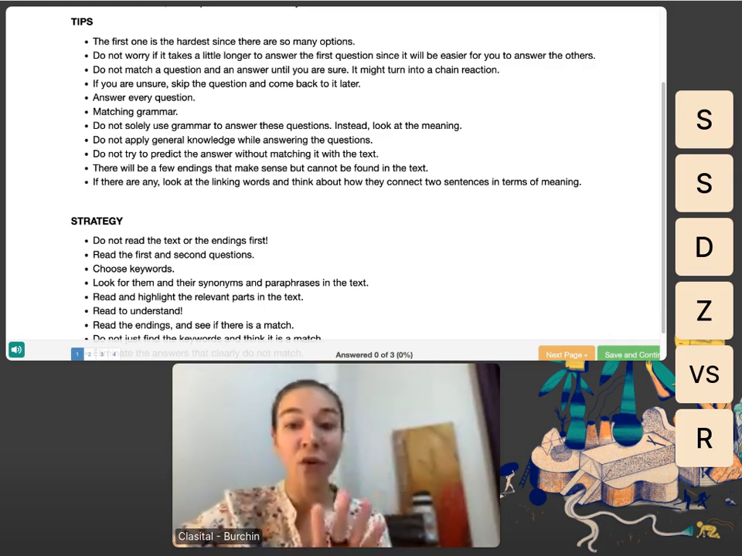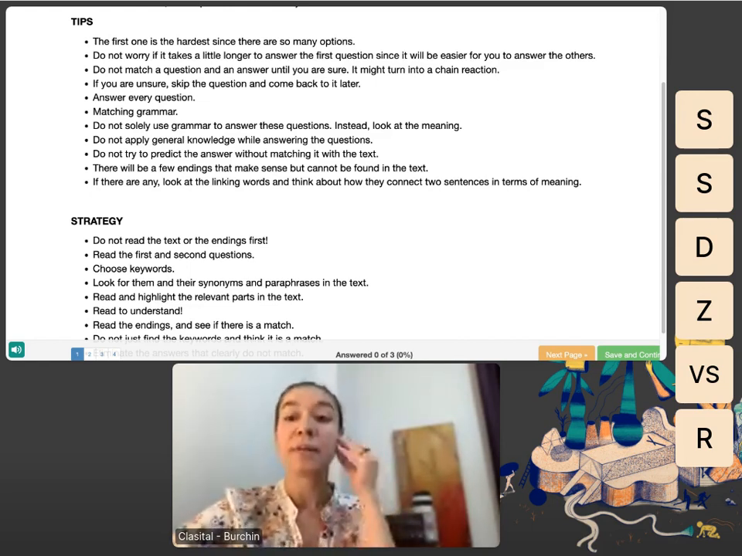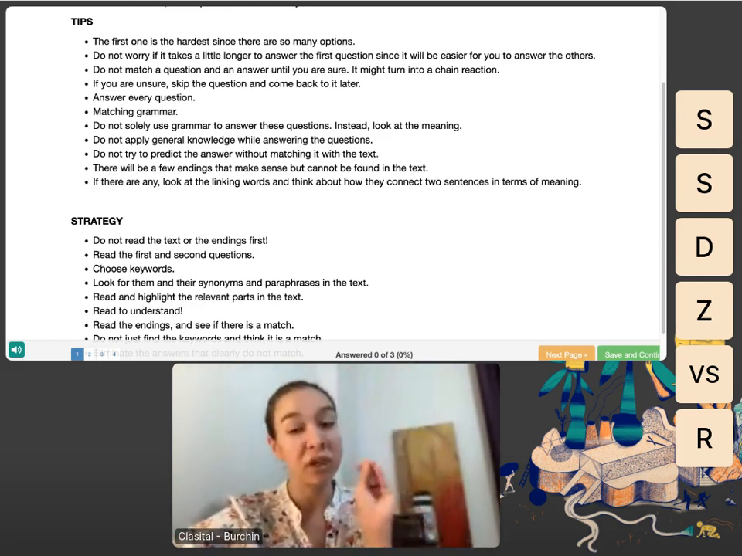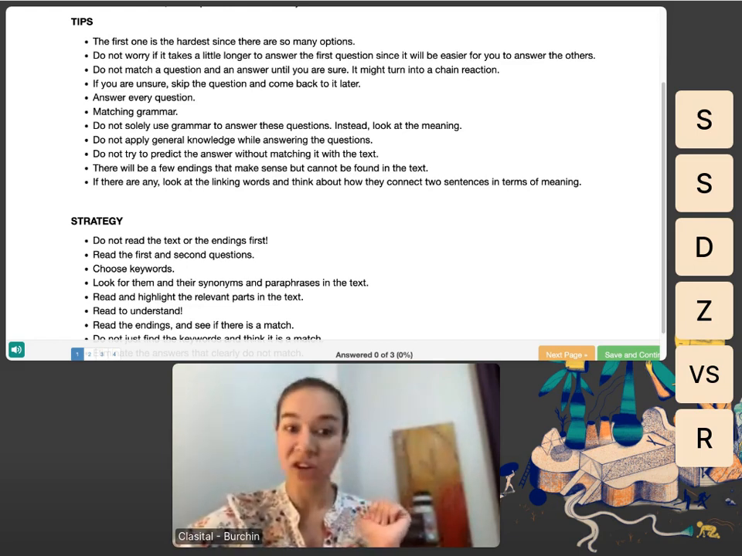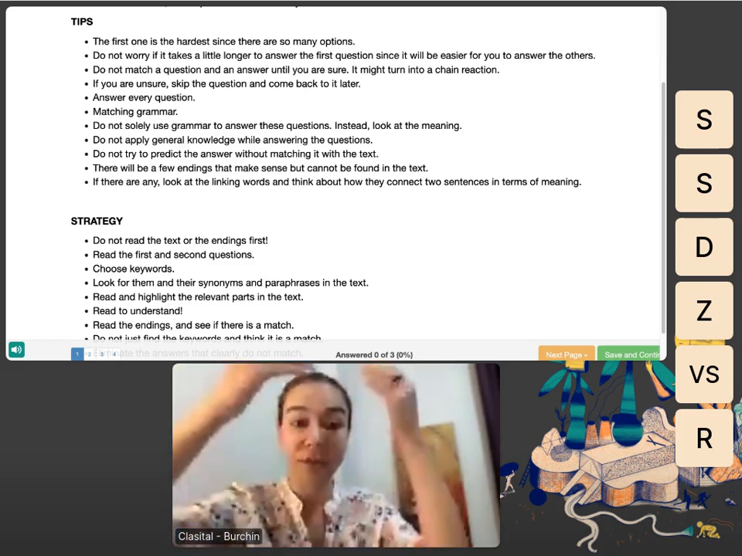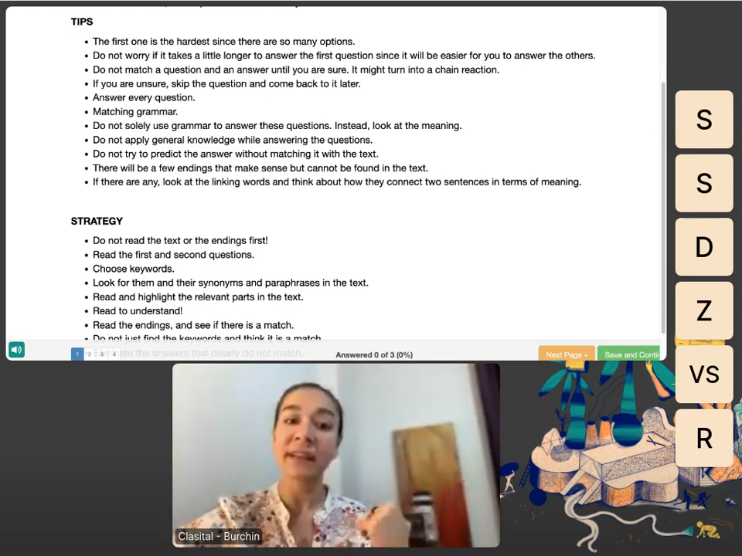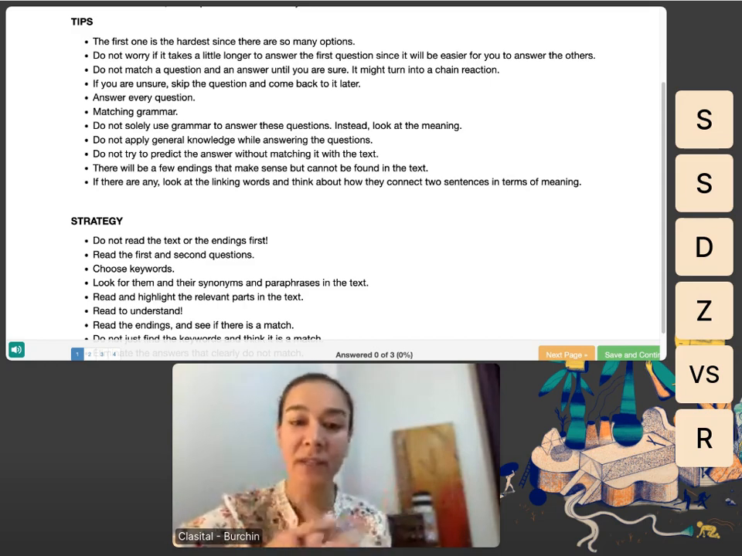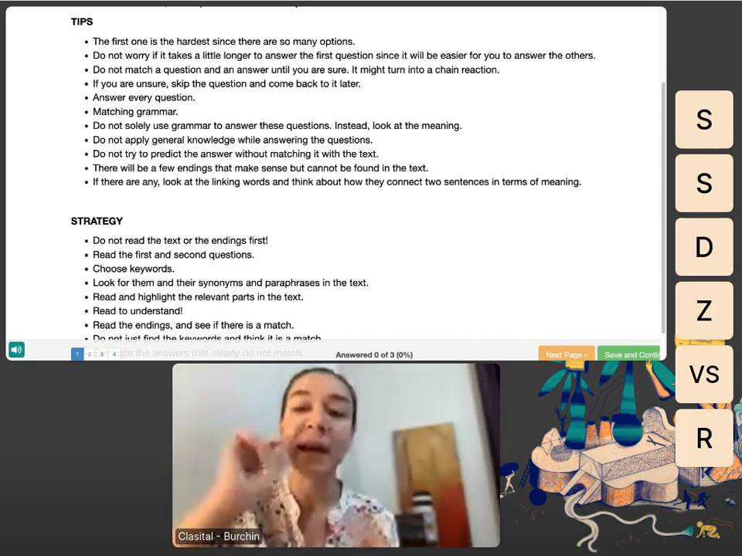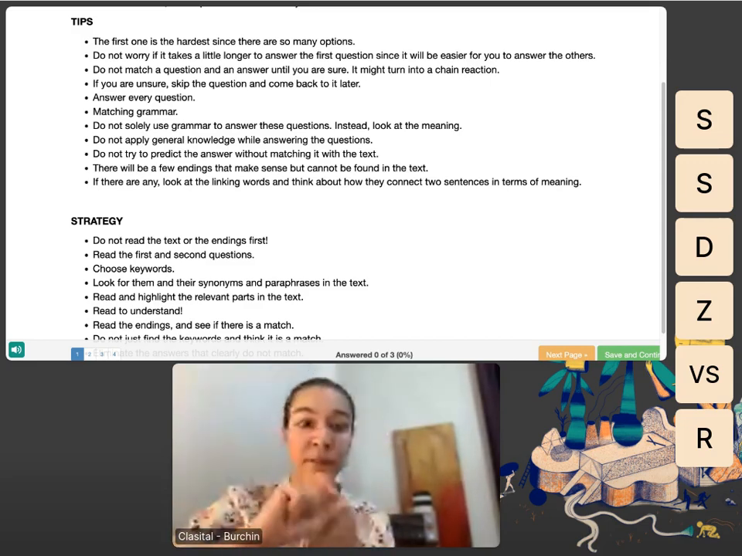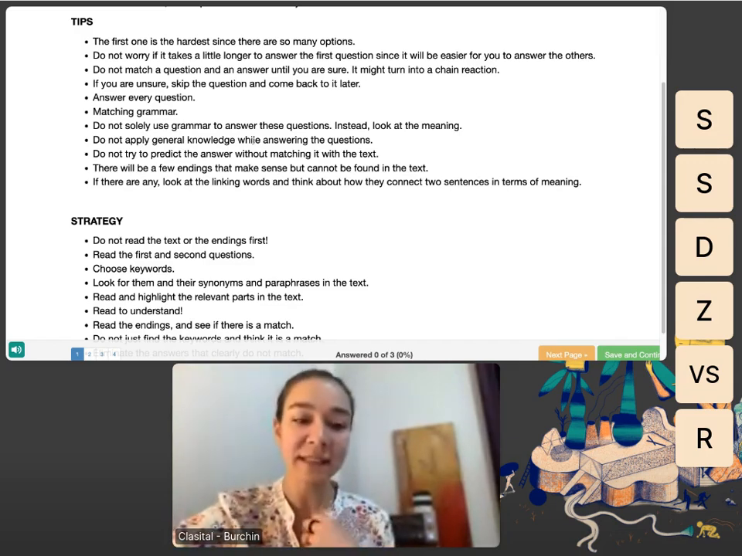And do not only rely on the grammar to answer the questions. The meaning is important. What is given to you in the passage is important because they will trick you in this way. Do not apply general knowledge while answering the questions. Do not try to predict the answers without reading the texts. There will be a few endings that make sense but cannot be found in the text. If there are any, look at the linking words and think about how they connect two sentences in terms of meaning. So meaning and grammar are my two important key points here. Grammar and meaning. Yes, let's see the strategy.